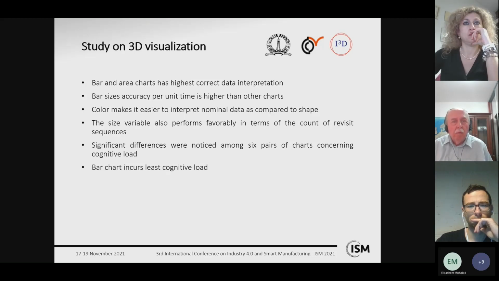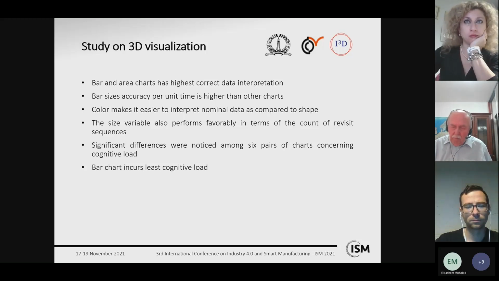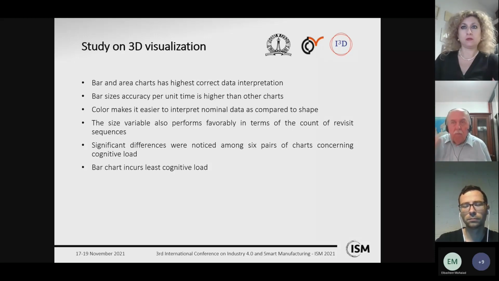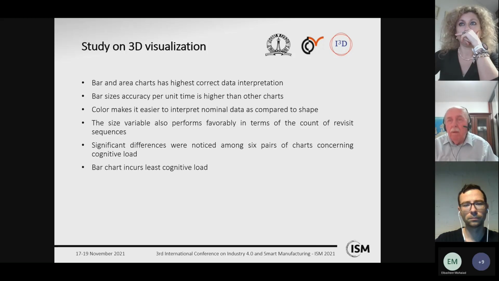And we found that color makes it easier to interpret nominal data as compared to shape. Also, the size variable performs favorably in terms of the count of revisit sequences. So we found that size performs better in all the metrics that we considered for analysis, and color performs better than shape. And we've also noticed significant difference among the 6 pairs of charts concerning cognitive load. We also found that bar chart incurs the least cognitive load.